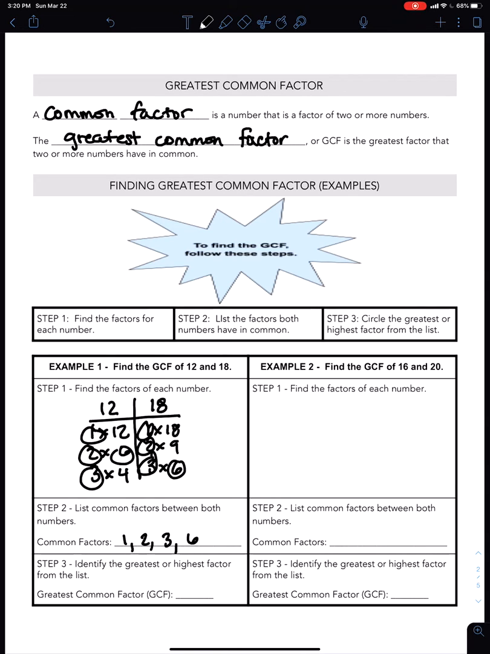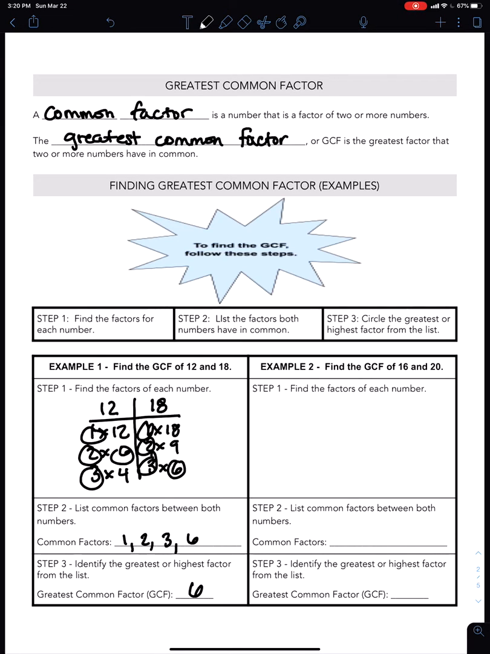Now, my last step is to identify the greatest factor, so the highest number in that list. And we know that 6 is higher than all those numbers. So the greatest common factor is 6. Hopefully that makes sense. Let's go on to the next example.